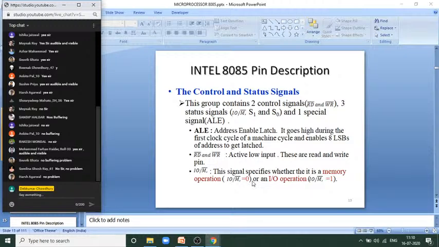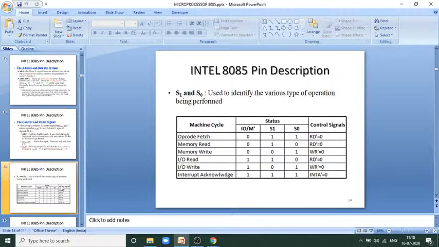Okay, so there are three status signals related to the pin description of Intel 8085. How are these status signals operating? Look at this flow chart. This chart is saying how the status signals are operating. We can perform memory operation or IO operation.